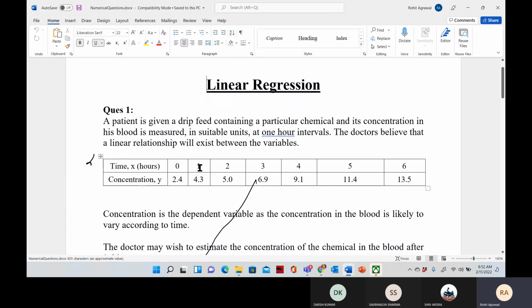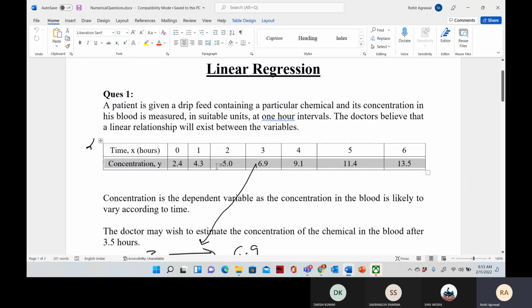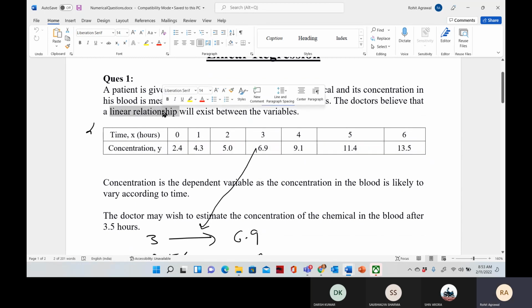So suppose you have this kind of data, like a patient is given a dried feed containing a particular chemical, and its concentration in the blood. These are the X values and these are the Y values, and it is given that there is a linear relationship between them.